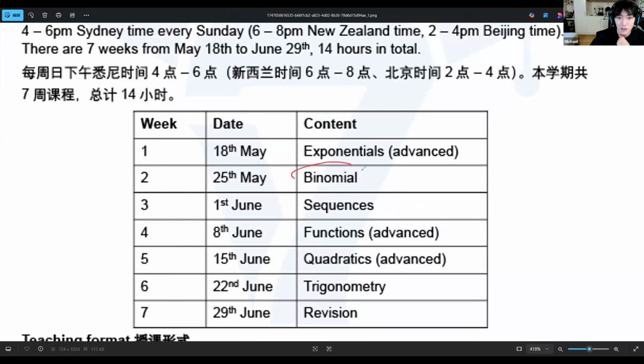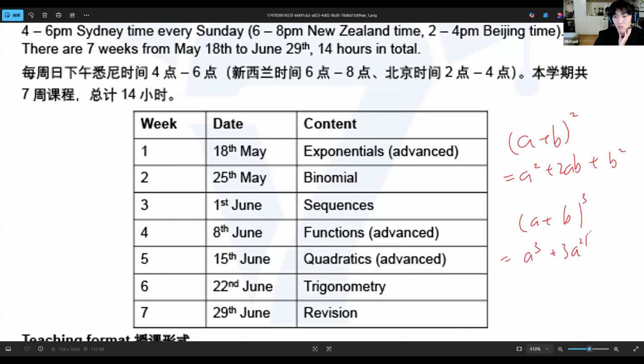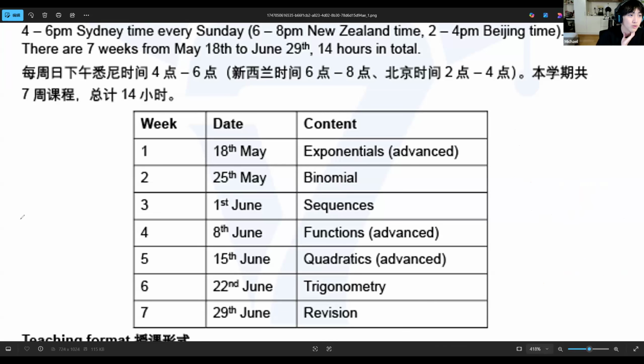And next week we'll be doing a thing called binomial. So if you guys have learned this before, when you expand a plus b to the power of 2, this is a squared plus 2ab plus b squared. And if you keep expanding this, let's say power of 3, you're gonna see this is a cubed plus 3a squared b plus 3ab squared plus b cubed, okay? And when this term gets very, very big, there is a pattern that you can see, and that is what binomial is, okay? It's very, very useful.